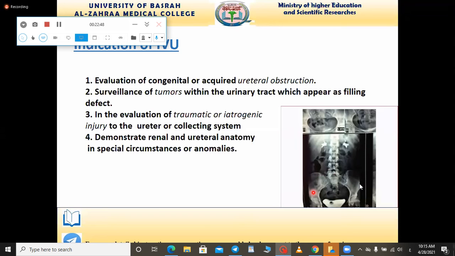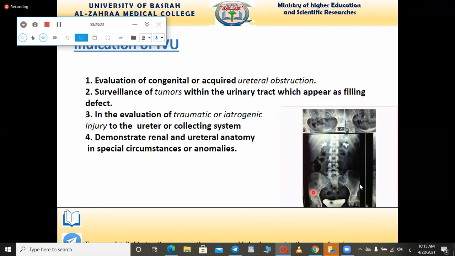What is the indication of IVU? First of all is the evaluation of ureteric obstruction, whether congenital or acquired. If there is obstruction to the ureter or to the kidney, the contrast doesn't descend, doesn't pass. That's obvious. So this can help in the diagnosis of ureteral obstruction. Second indication for using IVP is surveillance for tumor within the urinary tract, which appears as a filling defect.